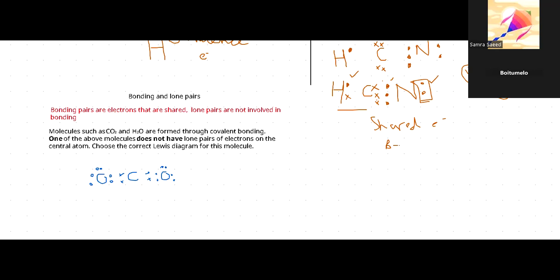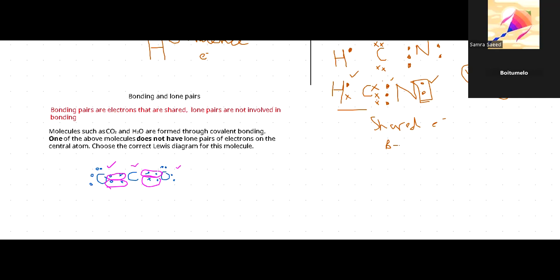Because aren't these being shared? If you look at oxygen, 2, 4, 6, 8, oxygen is satisfied. Let's look at carbon. 2, 4, 6, 8. Carbon is also satisfied, and the oxygen on the other side is also satisfied. So once it's satisfied, then you can go ahead and identify your bonding or your lone pairs.